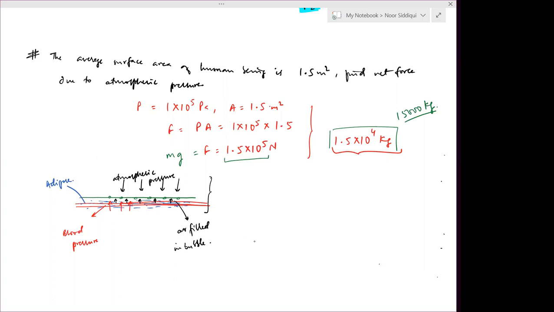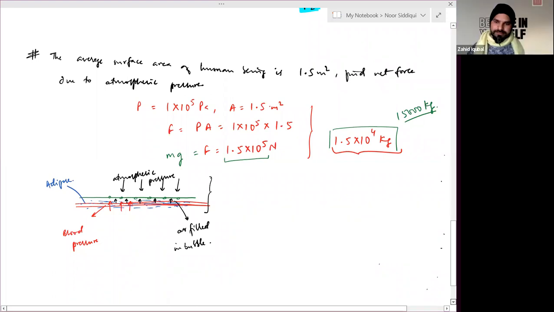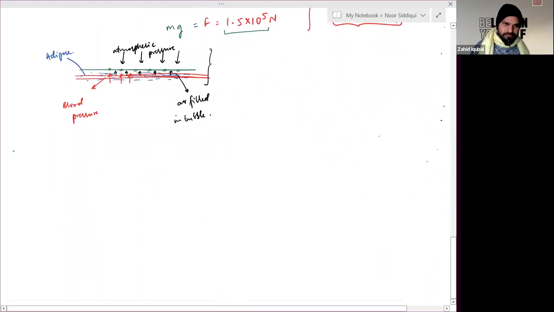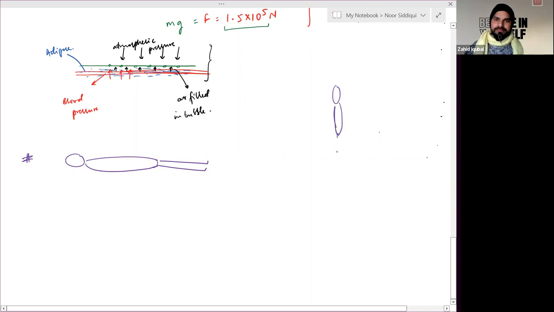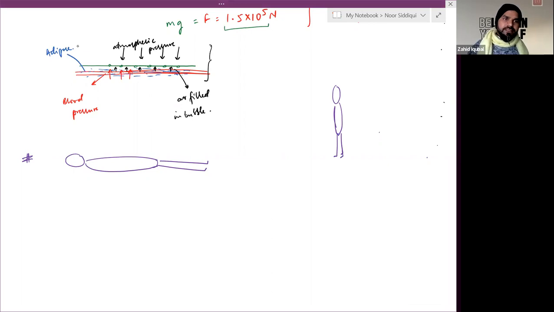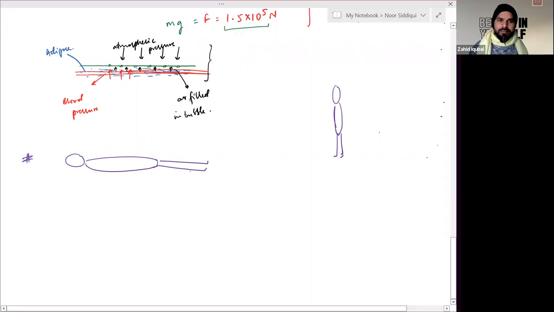Finished. Now, the next question is, suppose there is an individual in this position, and there is another individual at this position. Will there be any pressure difference at different positions, at lying position and vertical standing position?